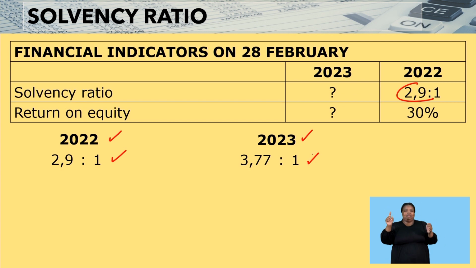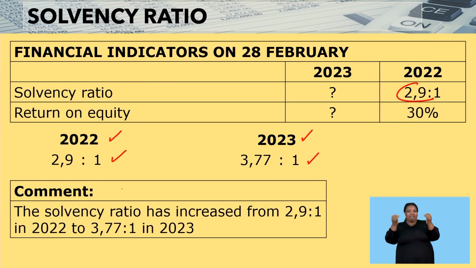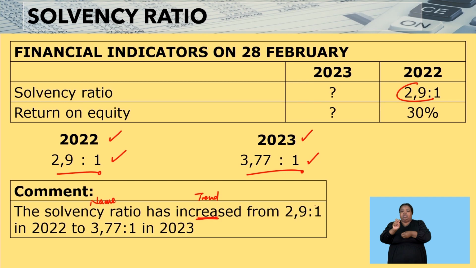Then if we are to comment, we will say the solvency ratio, so this is the name, has increased. This word is very important: has increased, has improved. That simply means you are giving me the trend. In 2022, it is 2.9 as to 1, but in 2023, it is 3.77 as to 1. That shows there is an increase from 2.9 as to 1 in 2022 to 3.77 as to 1 in 2023. These are now your figures.